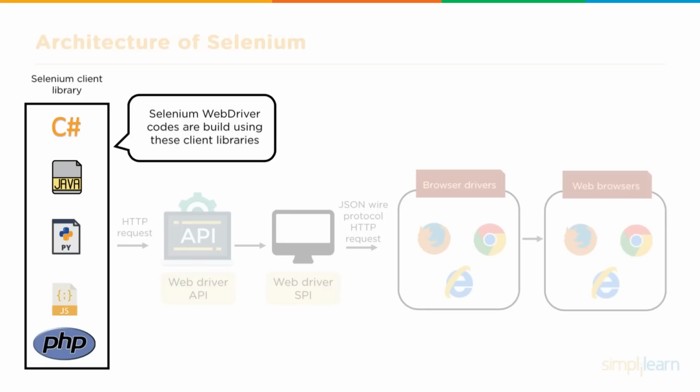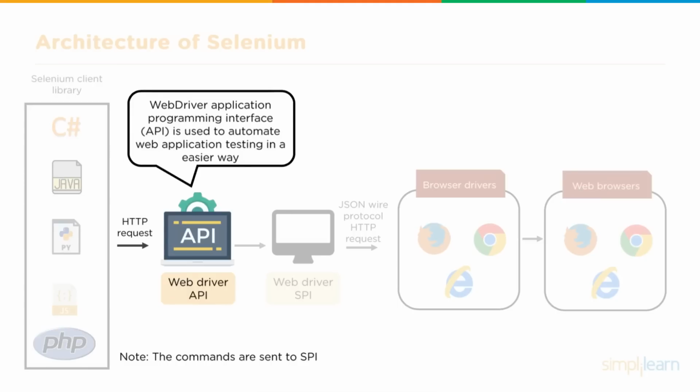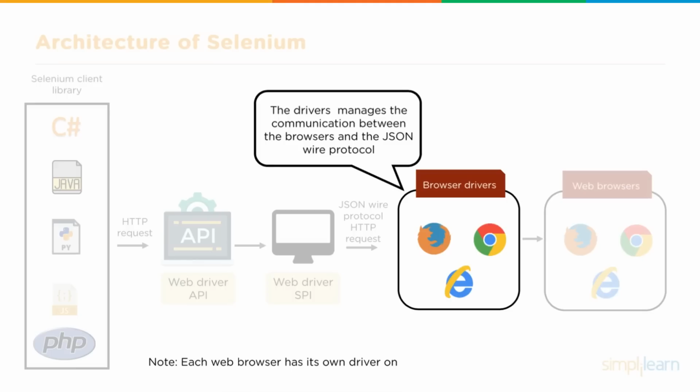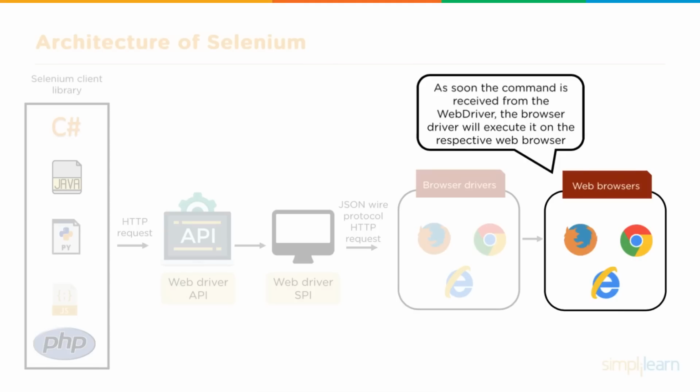So to focus, the Selenium WebDriver code is used to build out the client libraries that allow you to build solutions across multiple web application environments. The WebDriver application interface is used to integrate with the application to make it easy for testing. The WebDriver service provides an immutable, stateless environment that makes it very easy for you to use protocols such as JSON to wire up your test environment. The driver manages the communication between the browsers and the wire protocol that's used for JSON within the web browser itself, and then the actual commands are run through the web browser for you to get your results.